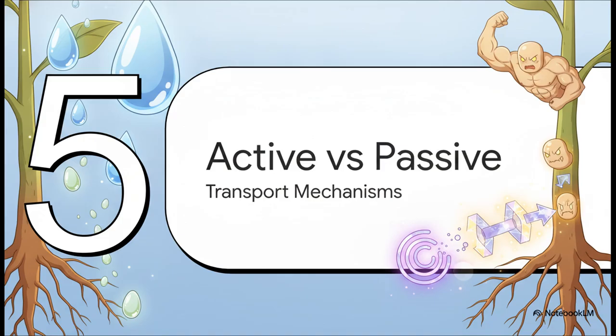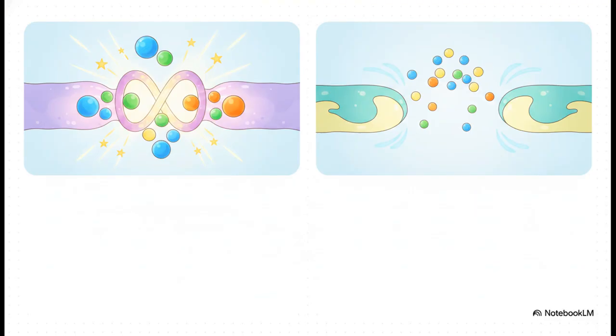Section 5. Active versus passive transport. So passive transport is the free movement of molecules along a concentration gradient, meaning from high to low, without spending any energy. Active transport, however, is a whole different ballgame. It's the passage of a substance from its lower concentration to a higher concentration through a living cell membrane. Doing this strictly requires metabolic energy in the form of ATP.